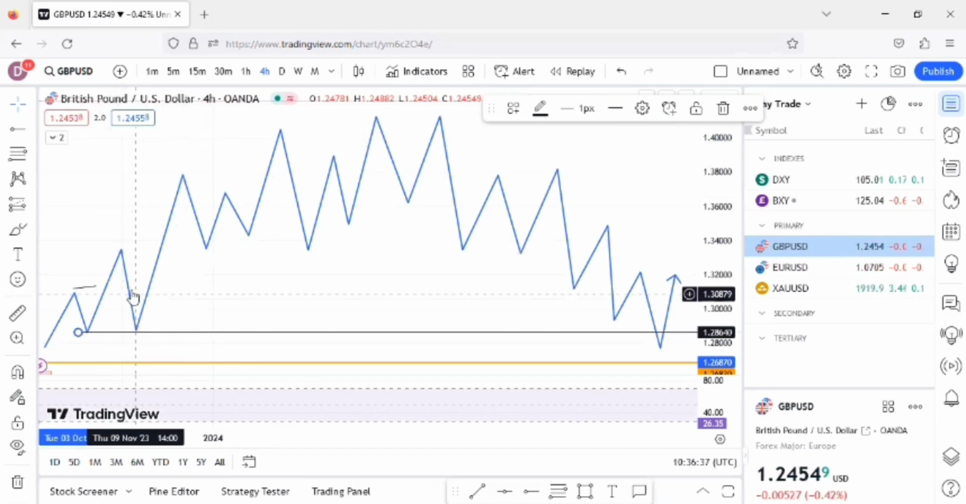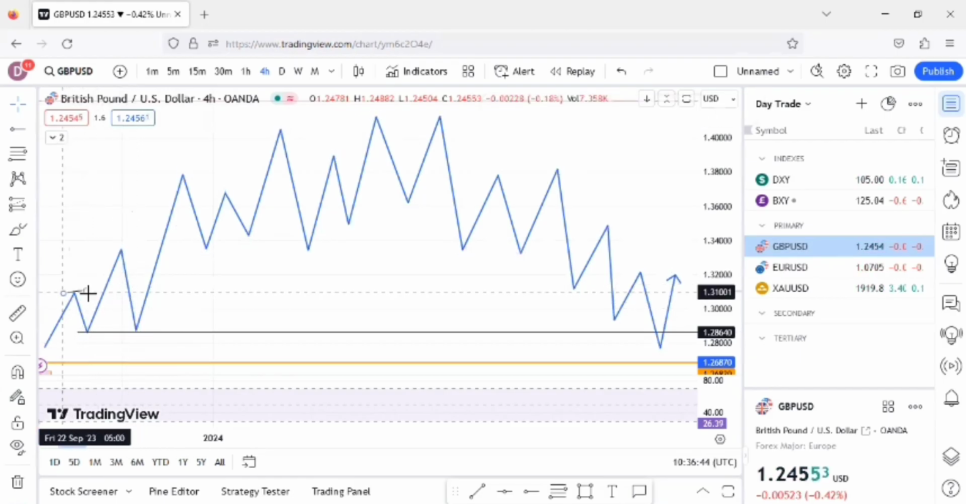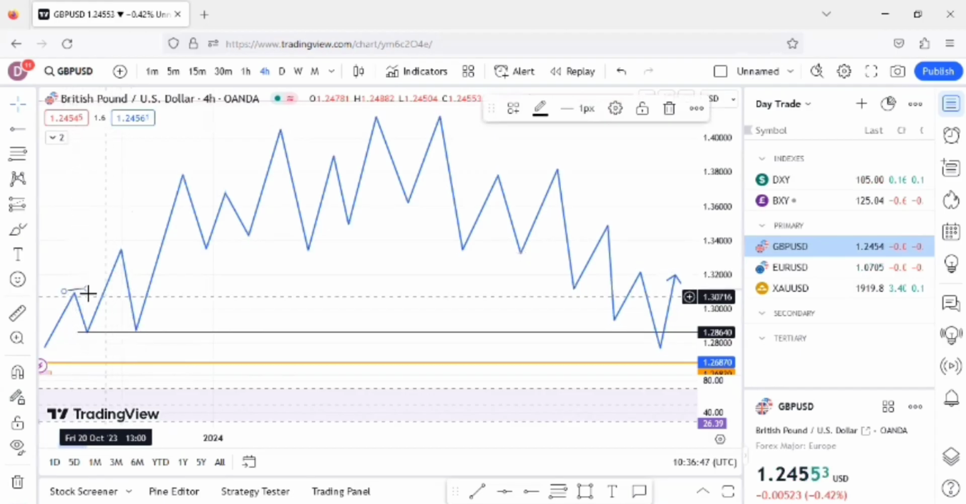Okay, you don't buy in the middle here, except you are a support and resistance trader. That is when you can buy here. But I'm not teaching about support and resistance now. I'm teaching about demand and supply.